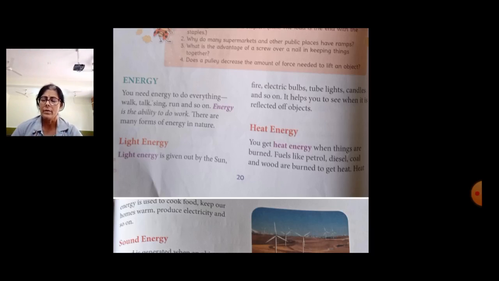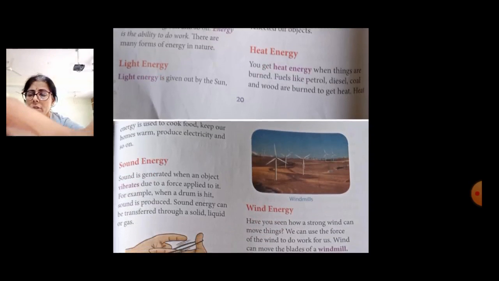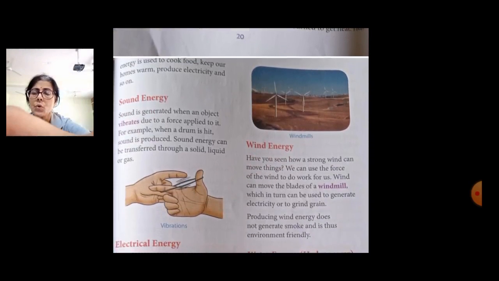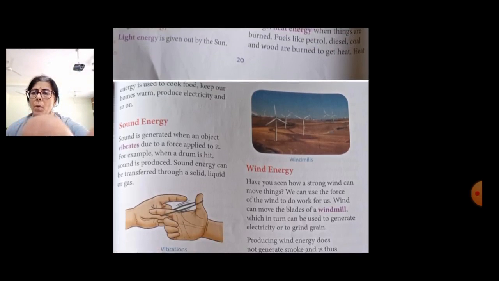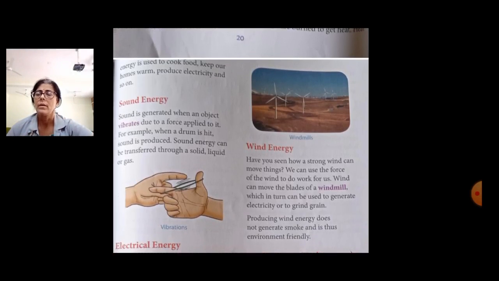We get heat energy when things are burned. Fuels like petrol, diesel, coal and wood are burned to get heat. Heat energy is used to cook food, keep our homes warm, produce electricity, and many other works in which we use the heat energy.